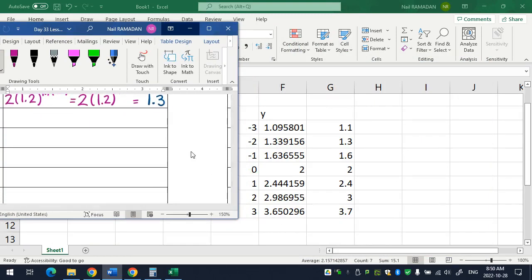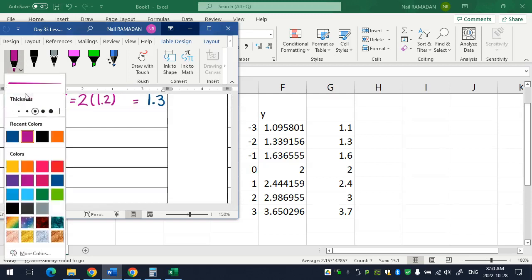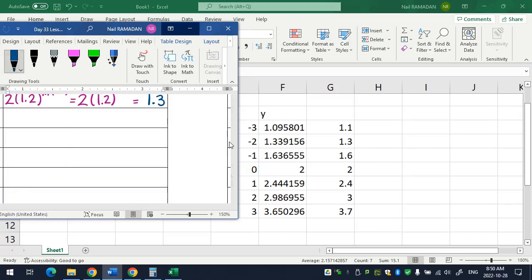Okay, so what's the value here? Come on. What's the value here? 1.3 is done, so 1.6. So somehow this has to give you 1.6. And then what? 2. And then 2.4. 3.